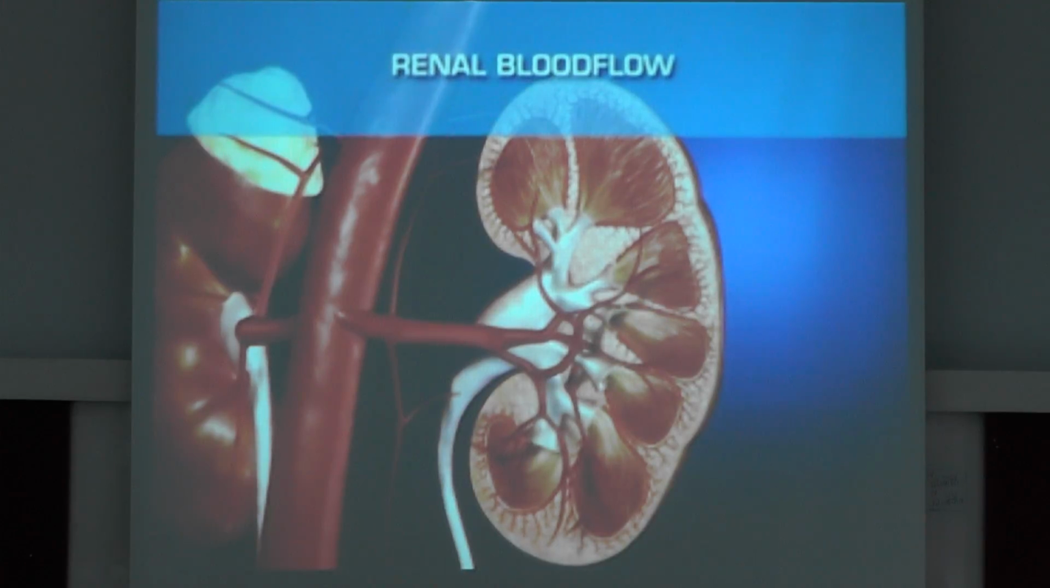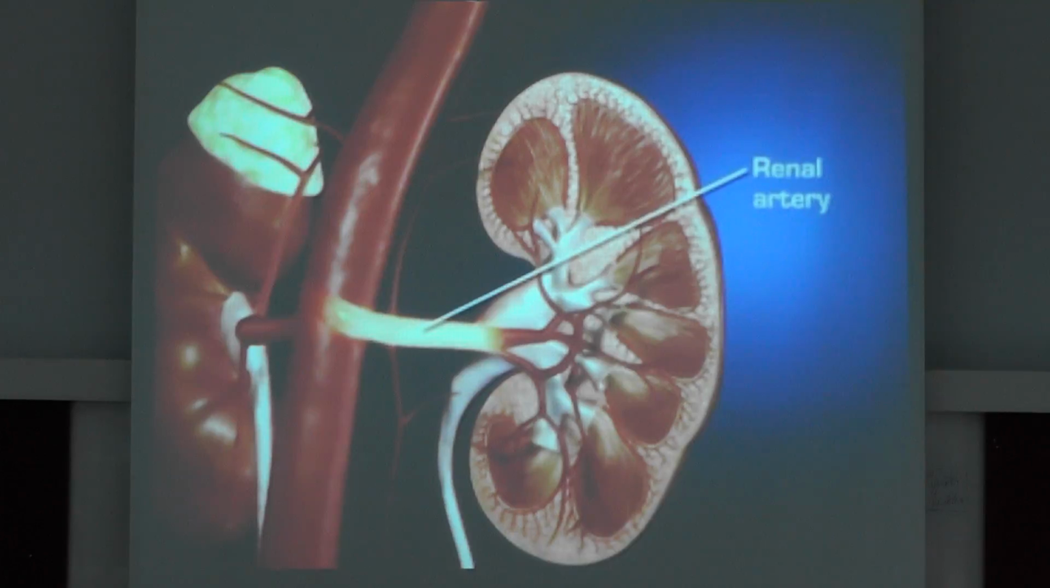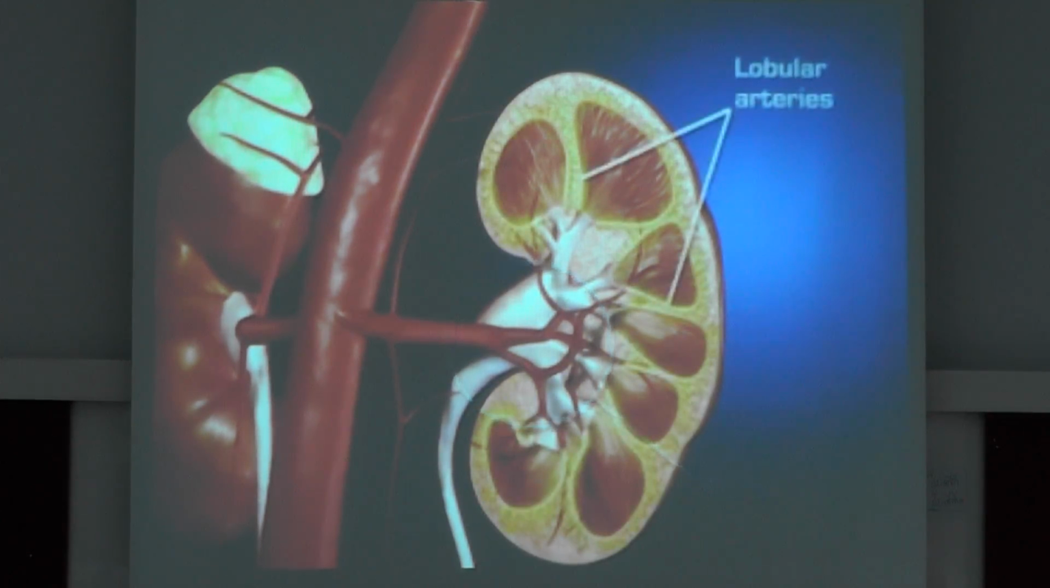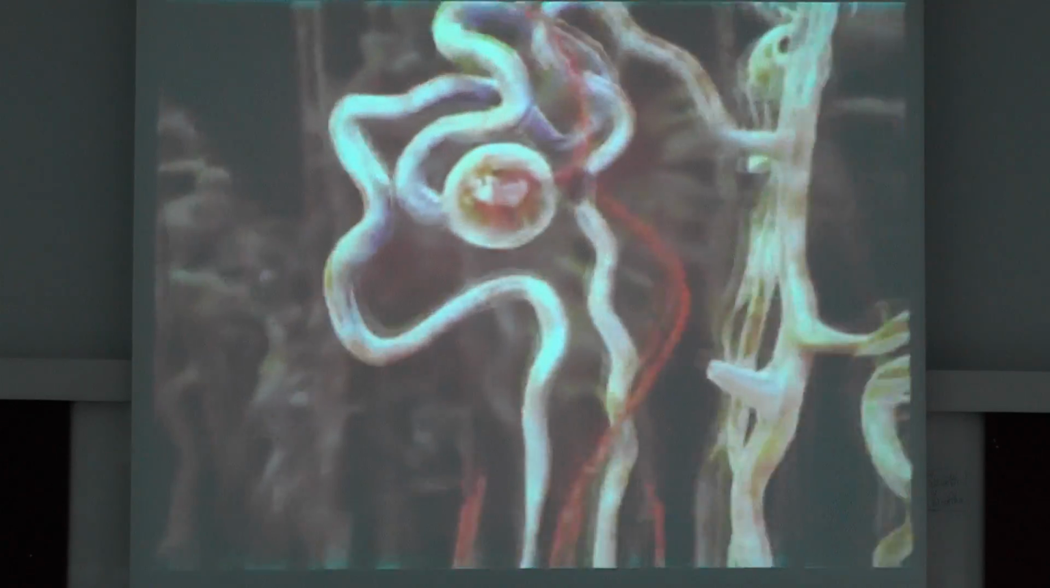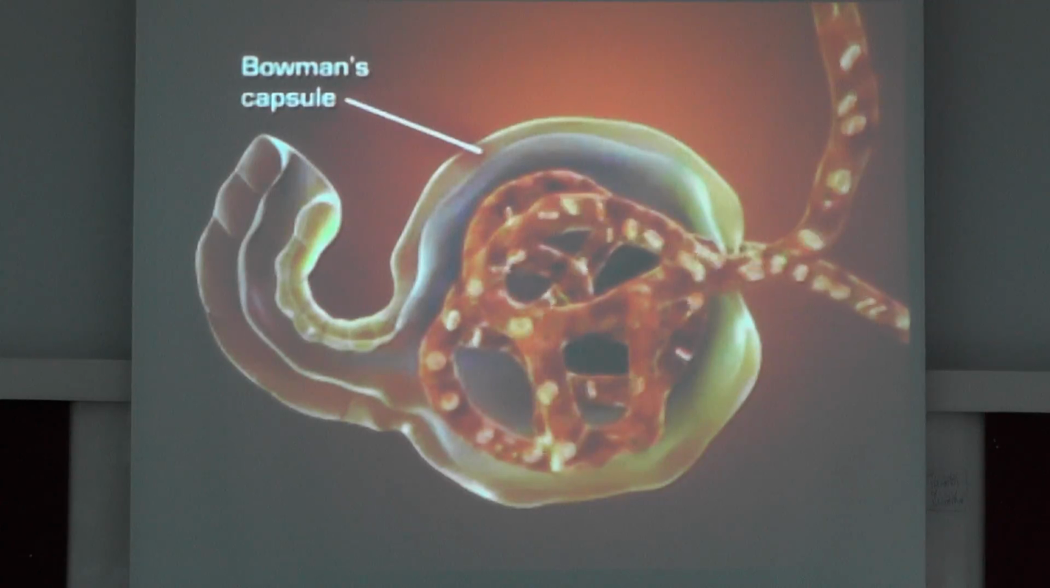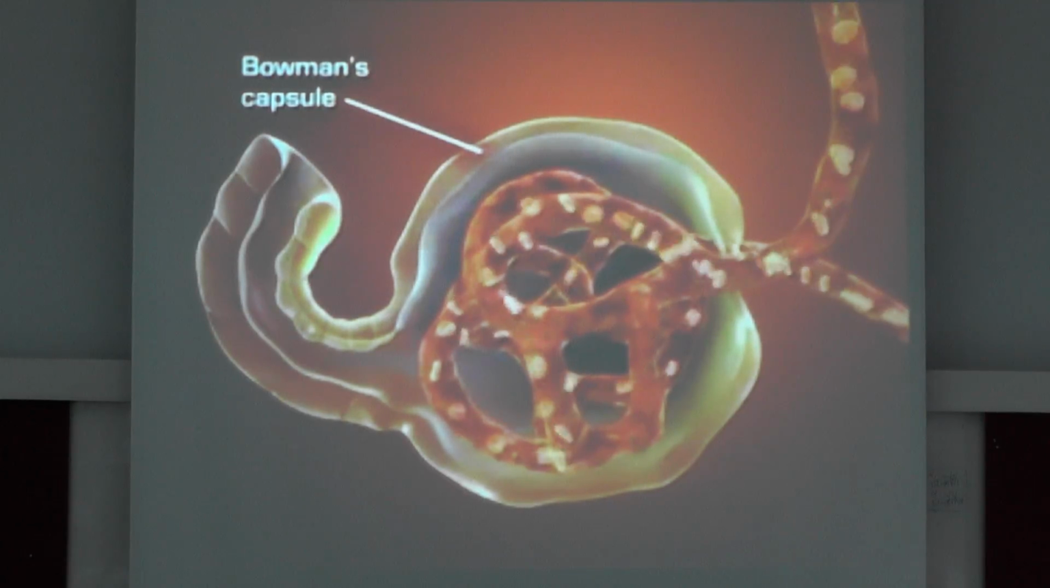Each kidney is supplied with blood by a single renal artery that arises on its respective side of the aorta, before dividing into 5 segmental arteries that enter the hilum. Within the kidney, each segmental artery branches into several lobular arteries. The lobular arteries further subdivide to form interlobular arteries, which branch off into afferent arterioles.